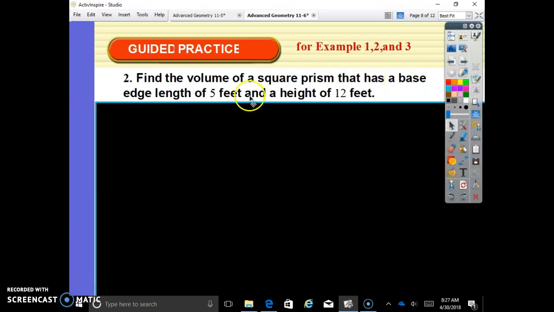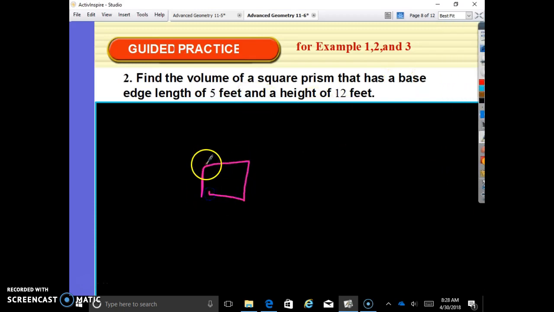Find the volume of a square prism that has a base edge length. So we have a square prism.